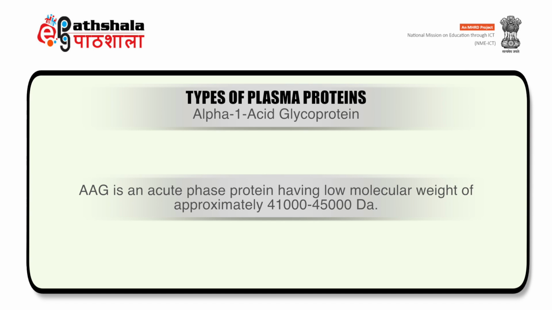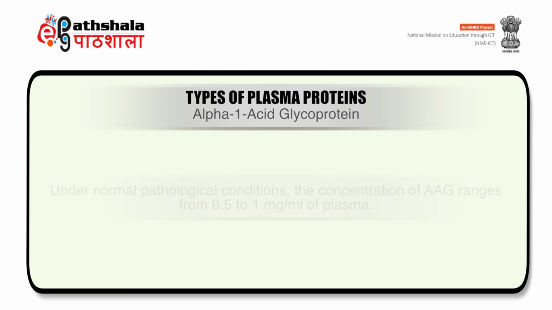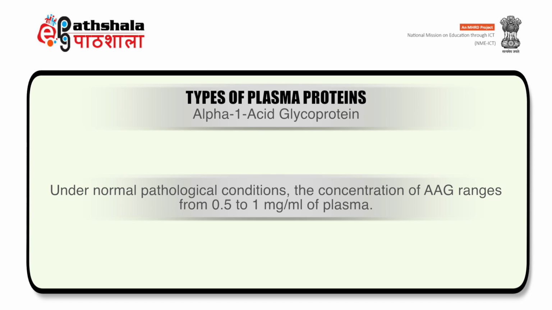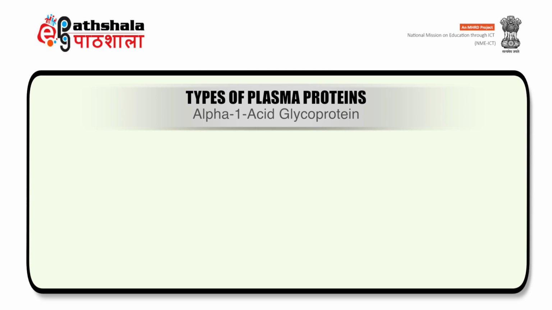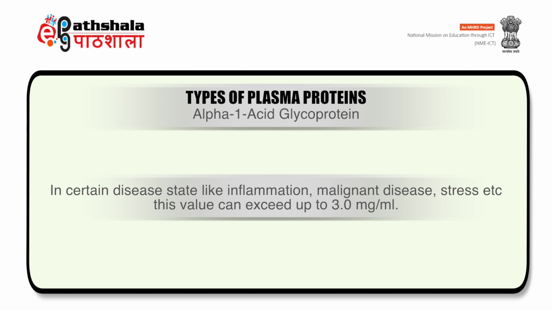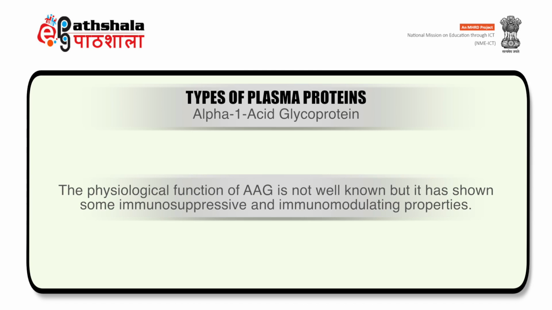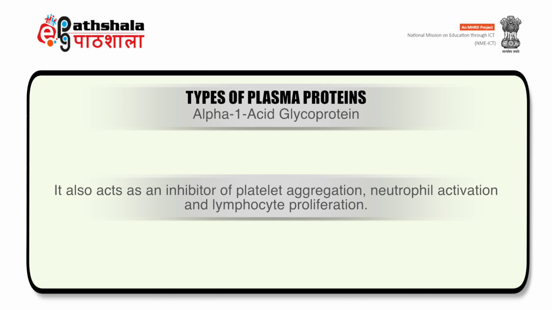It is an acute phase protein having low molecular weight. Under normal physiological conditions, the concentration of alpha acid glycoprotein ranges from 0.5 to 1 milligram per ml of plasma. In certain disease states like inflammation, malignant disease, stress etc., this value can exceed up to 3 milligram per ml. The physiological function of this protein is not well known, but it has some immunosuppressive and immunomodulating properties. It also acts as an inhibitor of platelet aggregation, neutrophil activation and lymphocyte proliferation.